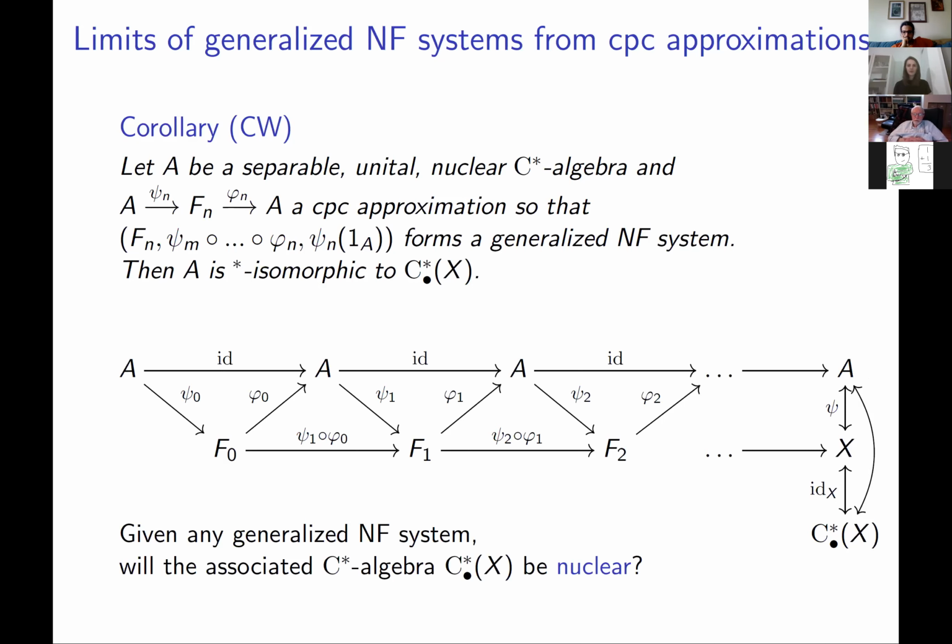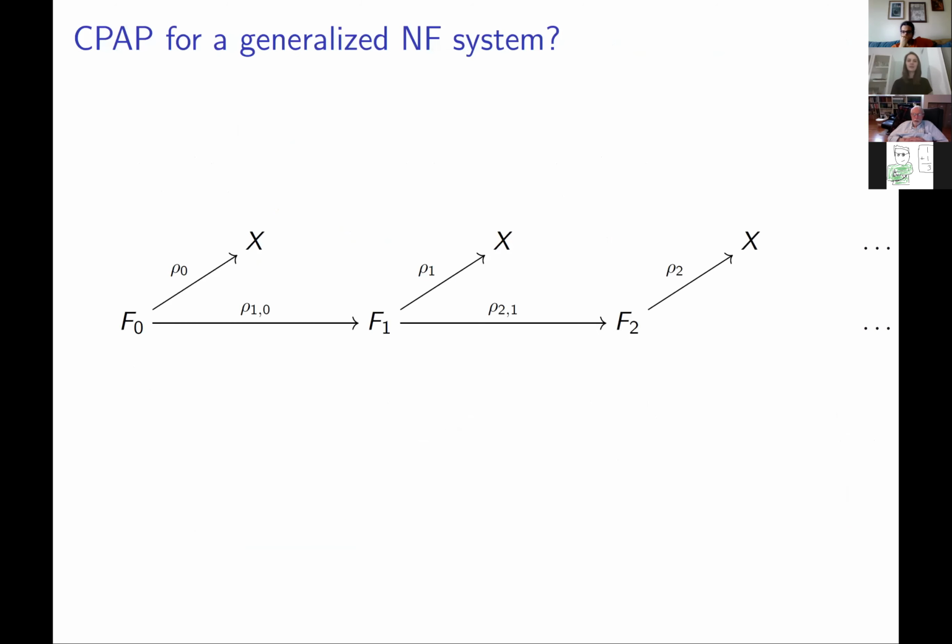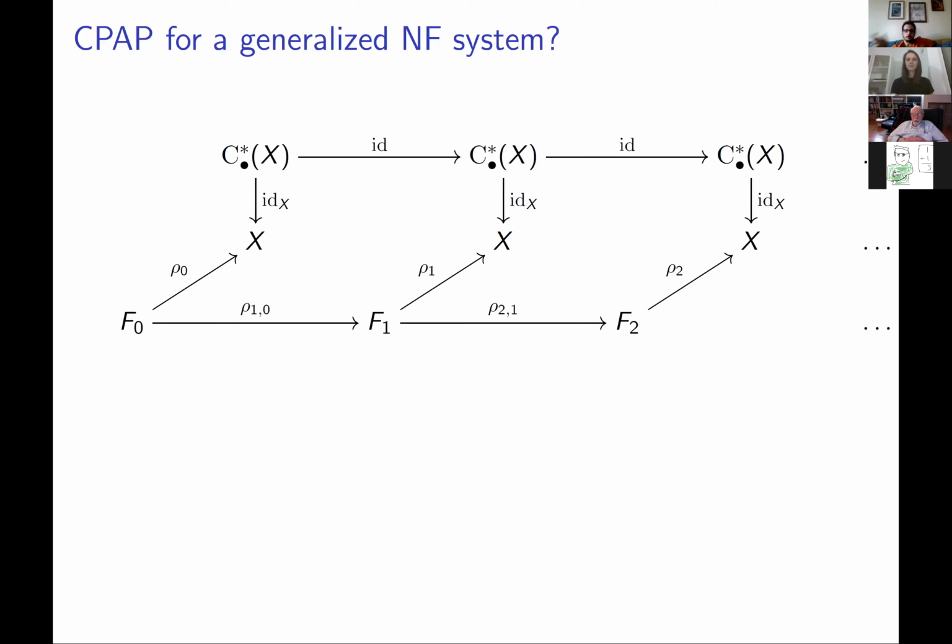But now the bigger question is, okay, so this is definitely a class of C star algebras arising as limits of generalized NF systems that are nuclear, but given any generalized NF system, will the associated C star algebra be nuclear? Have we actually dropped quasidiagonality from Blackadar and Kirchberg's results? Okay, so how could we actually prove that? What do we have? What we have are the sequence of finite dimensional C star algebras and induced maps into their limit, which is this X.